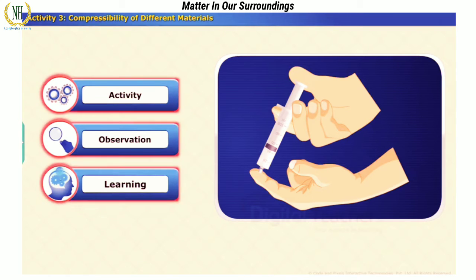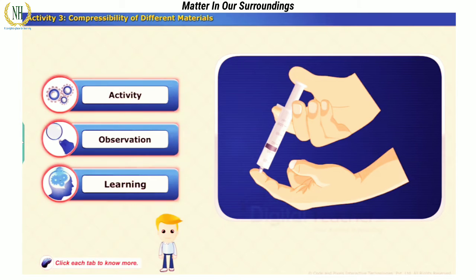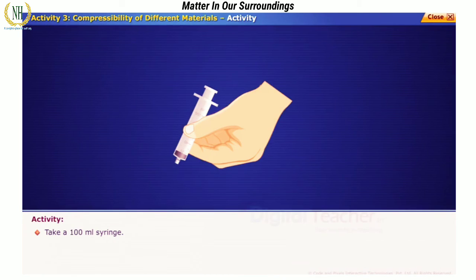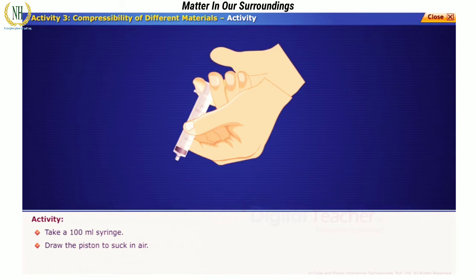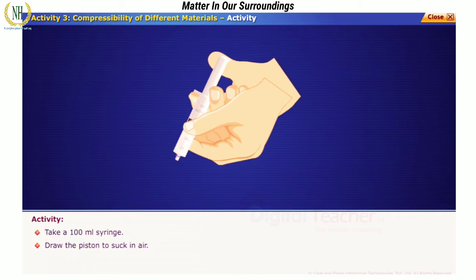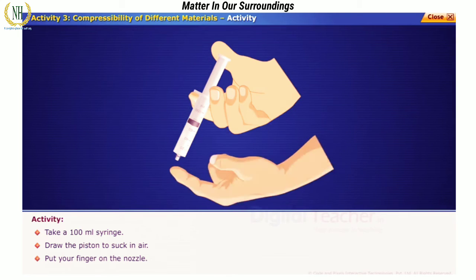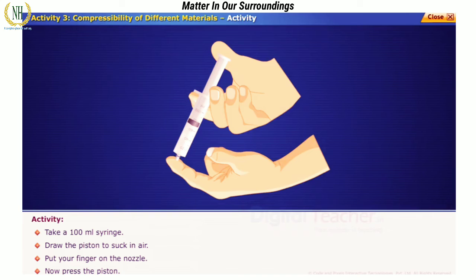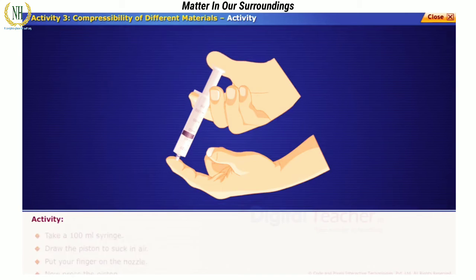Now, let us perform an activity to understand the compressibility of different materials. Click each tab to know more. Take a 100 ml syringe. Draw the piston to suck in air. Put your finger on the nozzle. Now press the piston. Observe the depth to which piston moves into the syringe.